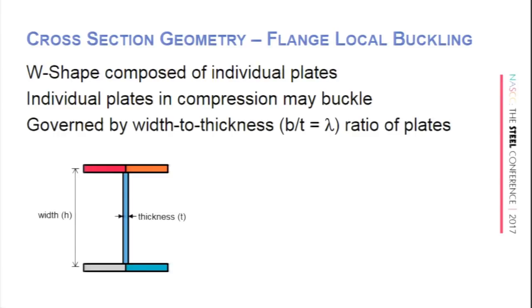The width to thickness of the web would be considered the height of the web over the thickness, of course, and more importantly for our rolled shapes, we would consider the flange slenderness to be the width of the half flange over the thickness.